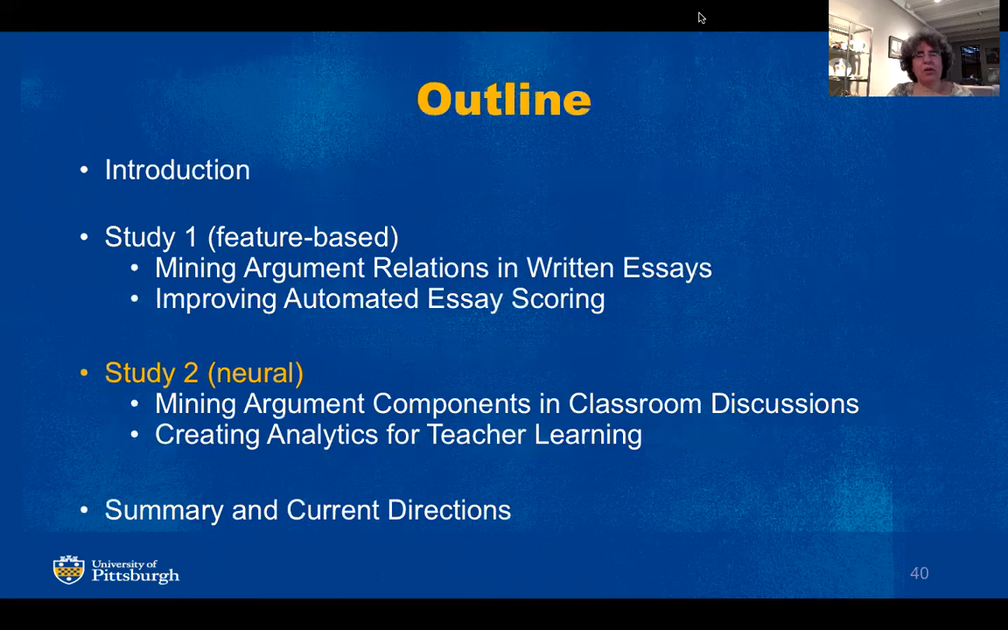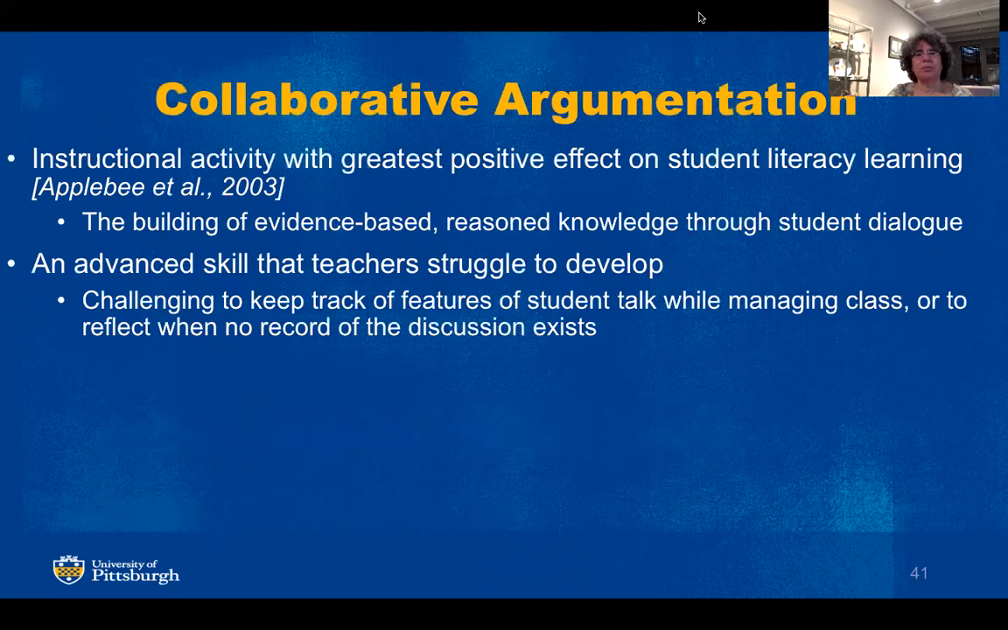Okay, so I'd now like to turn to my current work in this area, moving from argument relation classification to argument components, so different subtasks, moving from written essays produced by single authors to transcripts of multi-party dialogues, so spoken and many speakers, and moving from an essay scoring downstream application to a teacher dashboard application.